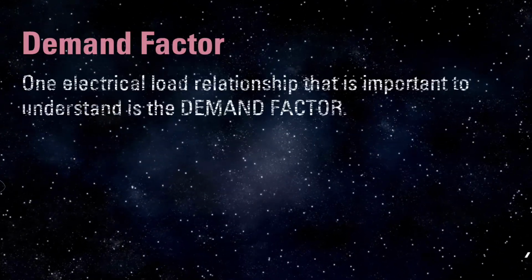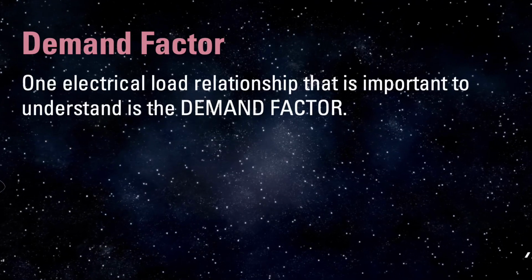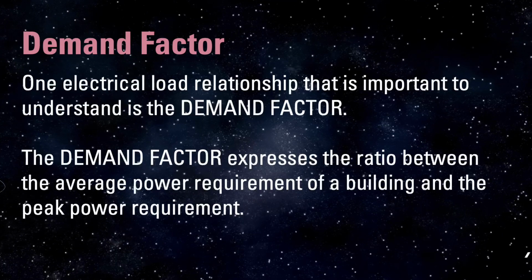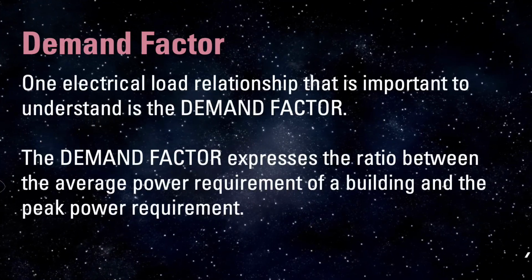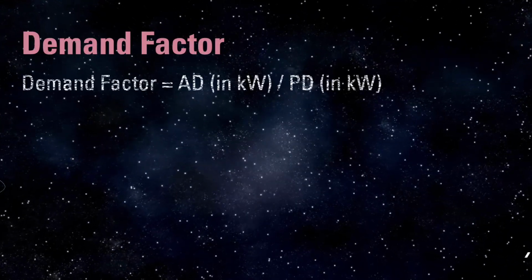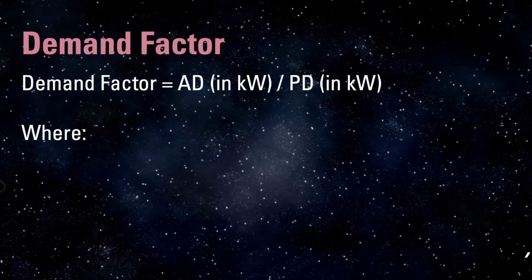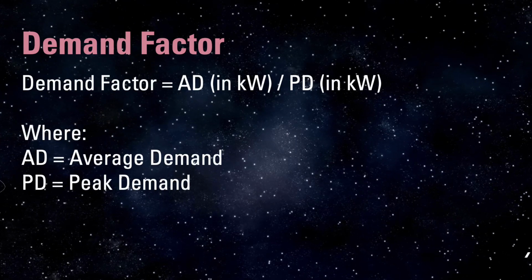Demand factor. One electrical load relationship that is important to understand is the demand factor. The demand factor expresses the ratio between the average power requirement of a building and the peak power requirement. The demand factor is equal to AD divided by PD, where AD is the average demand and PD is the peak demand.